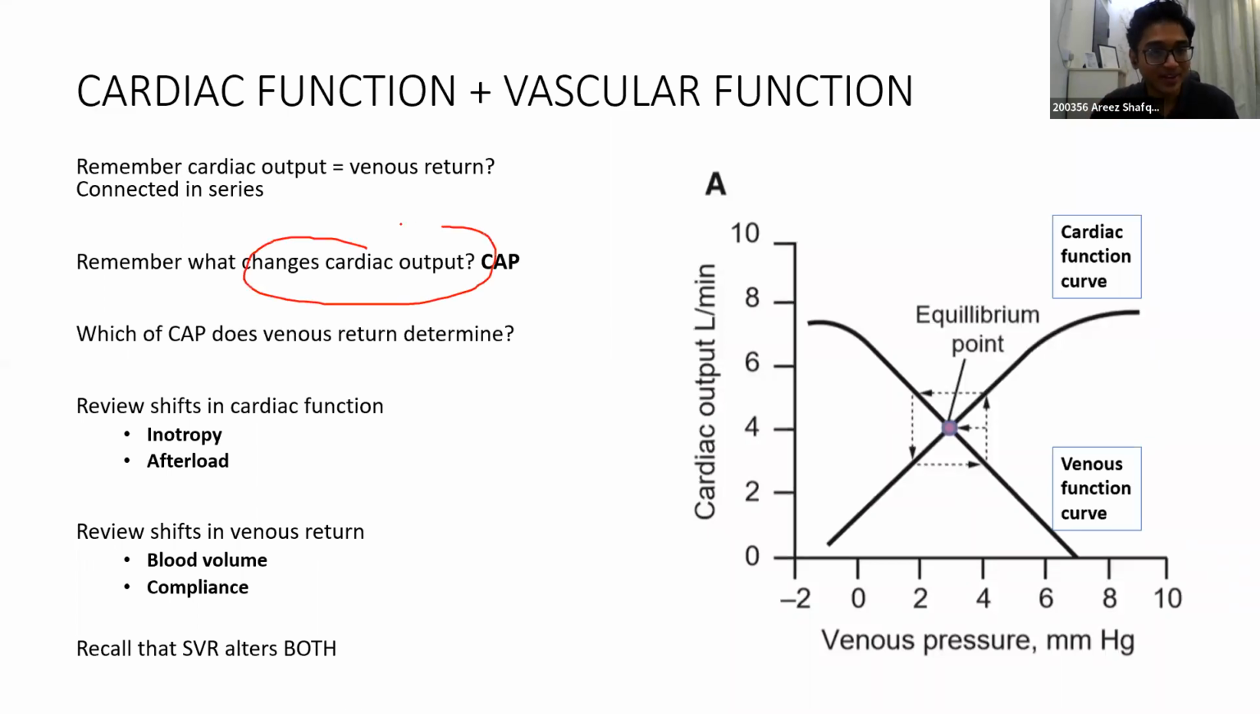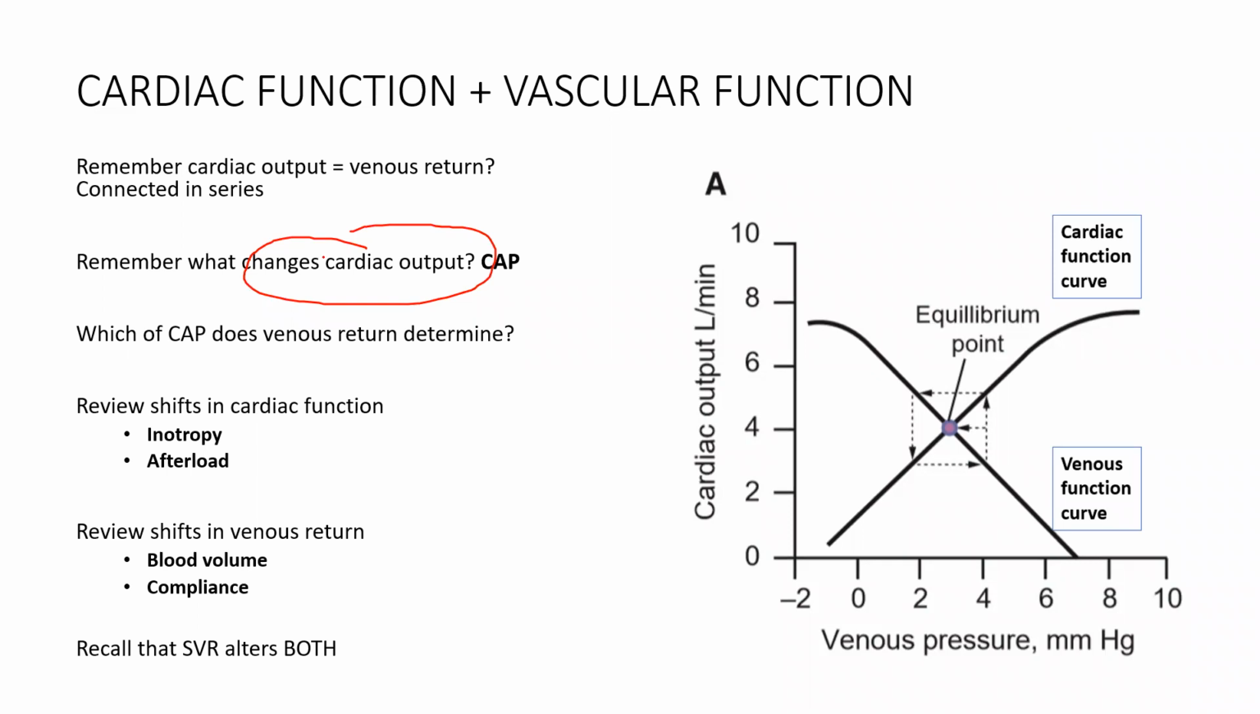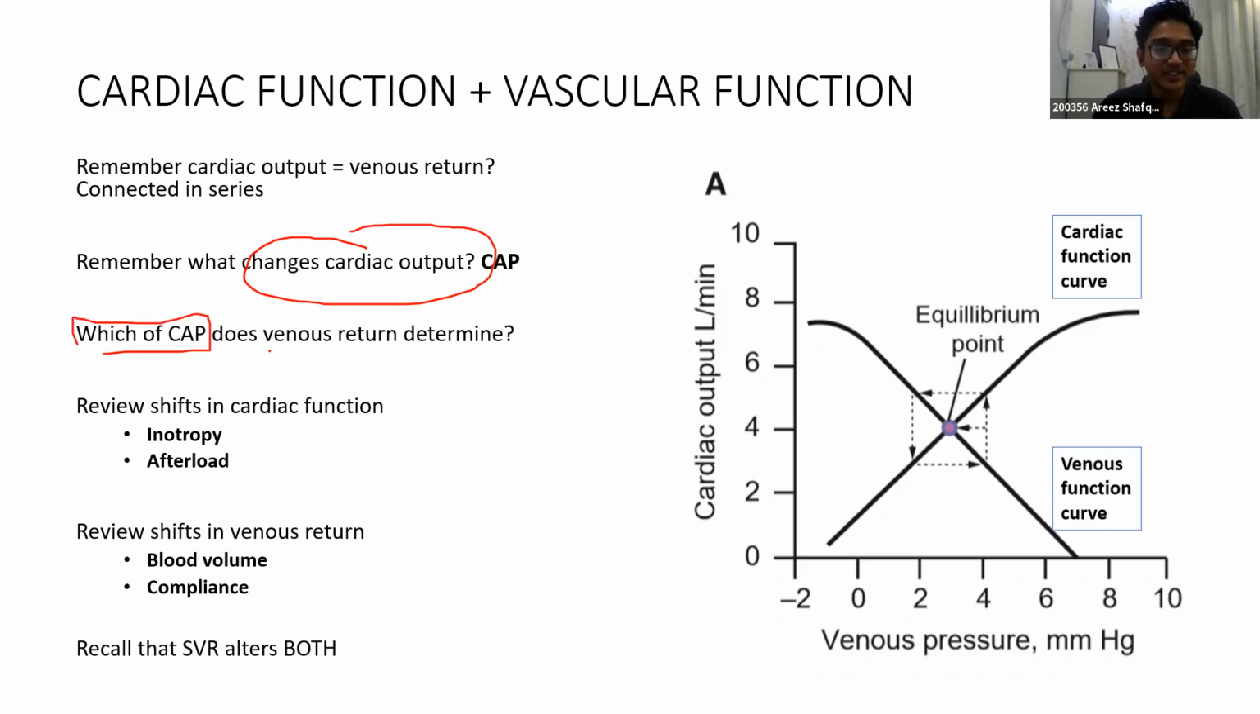Does anyone remember what changes cardiac output? We said the measure of cardiac output we will use is stroke volume. Contractility, and what else? Afterload, preload. The CAP, right? Contractility, afterload, preload. This is the revision basically. Which of CAP does venous return determine? Does anyone know this? Preload. Easy.